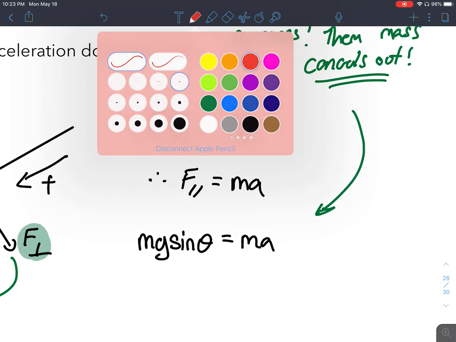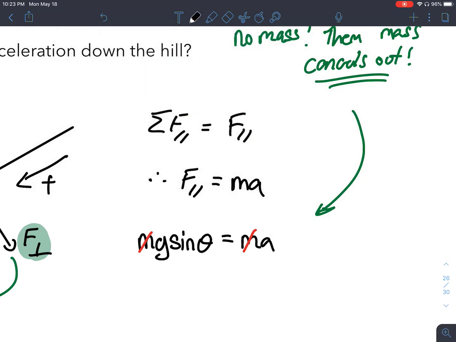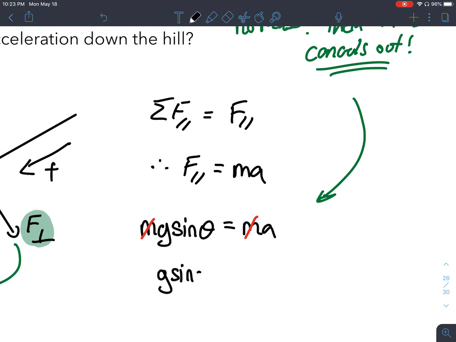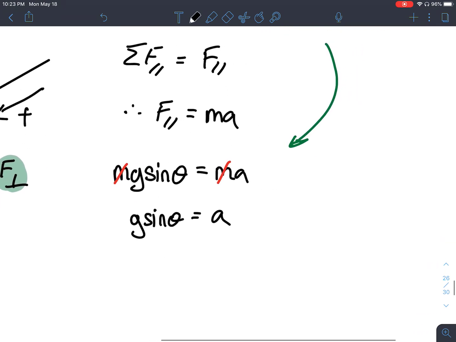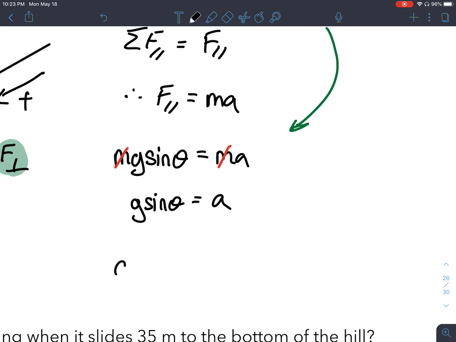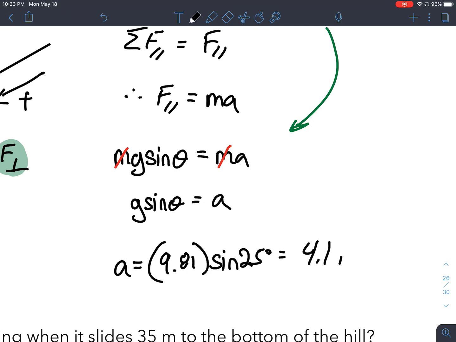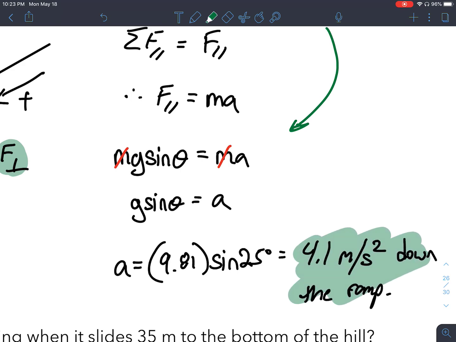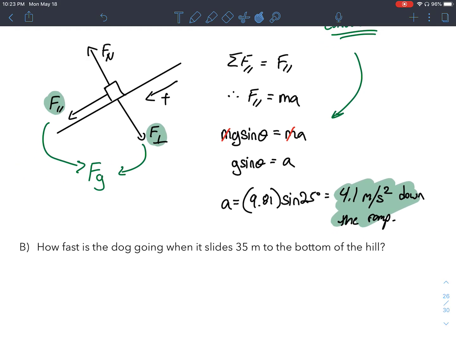Now in this step, we have mass on both sides, so divide out by mass. We just have g sine theta equaling the acceleration down the ramp. Oh my goodness, it's magical. This acceleration is just 9.81 times the sine of 25 degrees, which means the acceleration down the ramp is just 4.1 meters per second squared. Now, if you forgot and said up the ramp was positive, that's no big deal. This 4.1 would be negative. That's it.